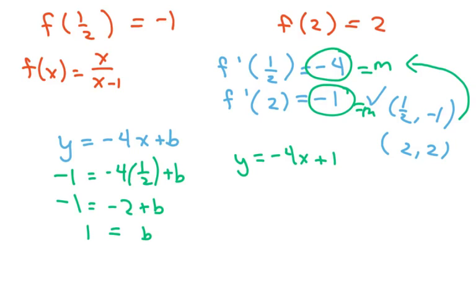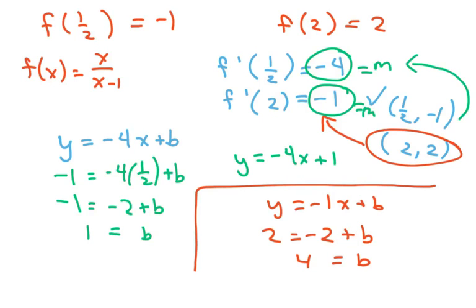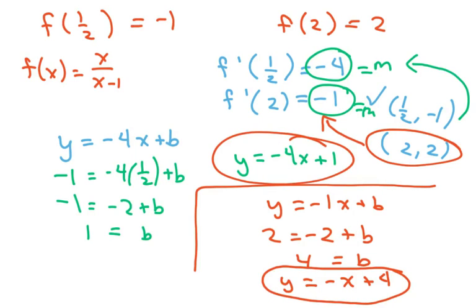And then our next equation, our slope is -1. So let's write it in here. y equals -1x plus b, and our point is here, that goes with that one. So we write 2 equals -2 plus b. So b equals 4, and our equation is y equals -x plus 4. So those are our two tangent lines.